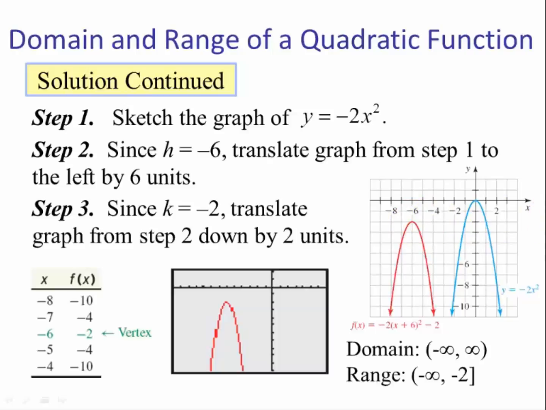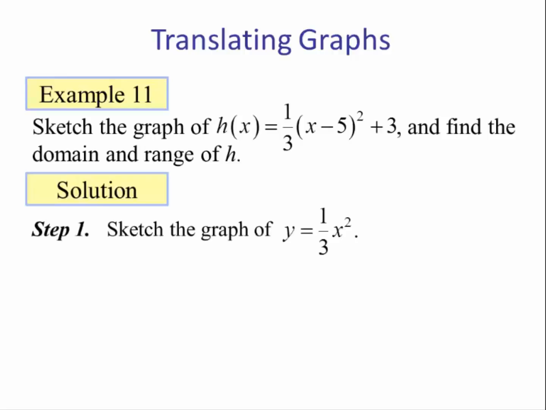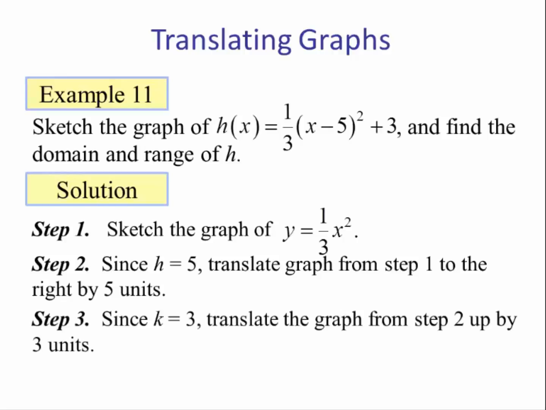Let's do another example. Example 11. Sketch the graph of h of x equals 1/3 times x minus 5 squared plus 3, and find the domain and the range of h. Solution. We sketch the graph of 1/3 x squared. Since h is a positive 5, we translate the graph 5 units to the right, and since k is a positive 3, we translate that graph up 3 units.